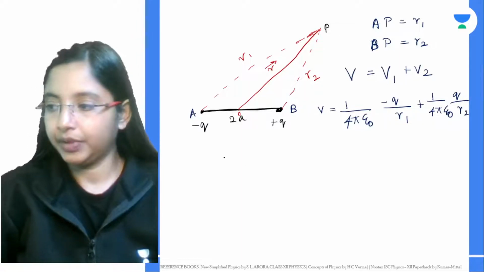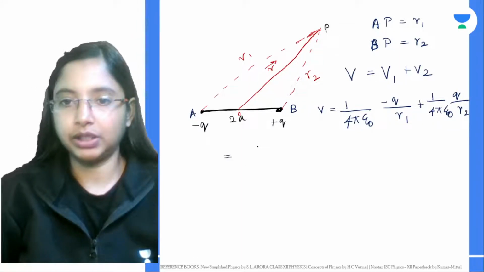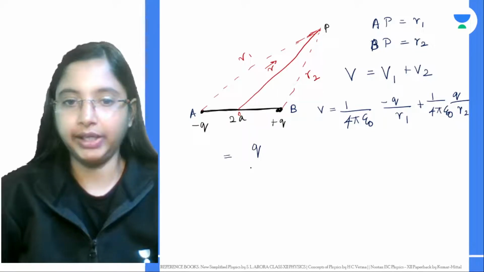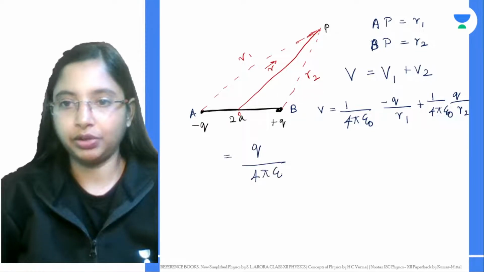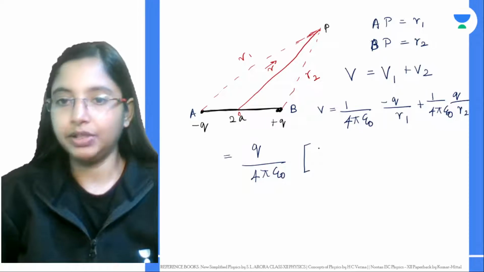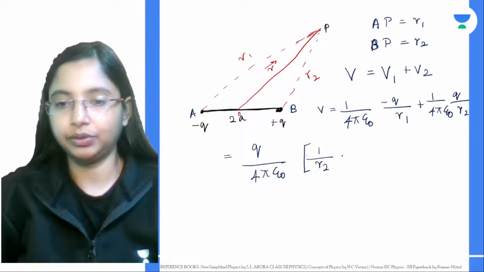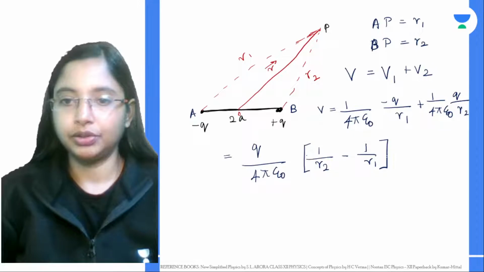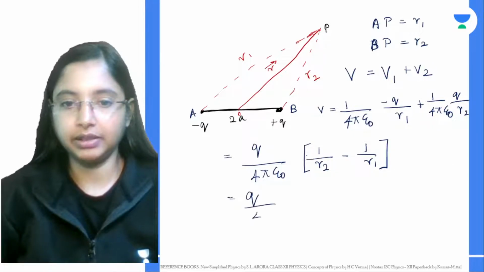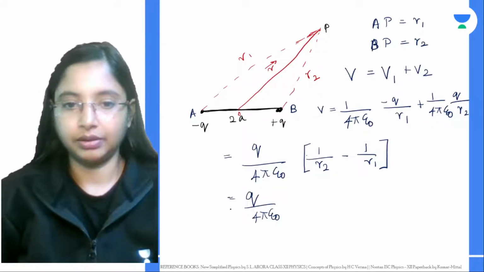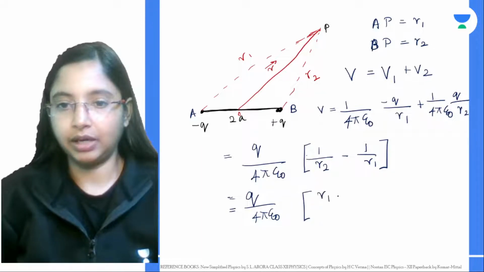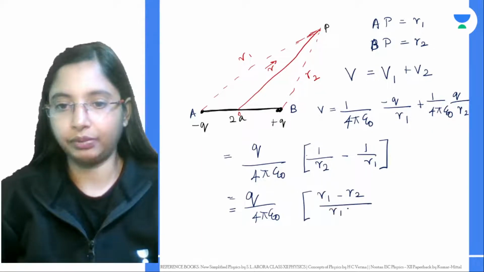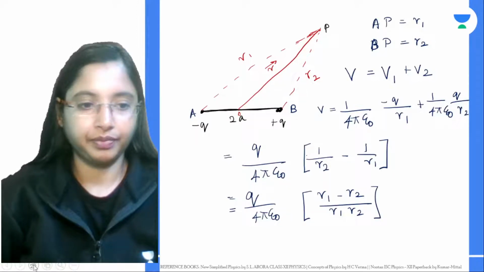Okay, so here we will take out most of the quantities. Q is common, and 1 by 4 pi epsilon naught can be taken outside. So all you will have is 1 minus 1 by R1 plus 1 by R2, which I'll write as 1 by R2 minus 1 by R1. Here again we can write this as R1 minus R2 divided by R1 R2.